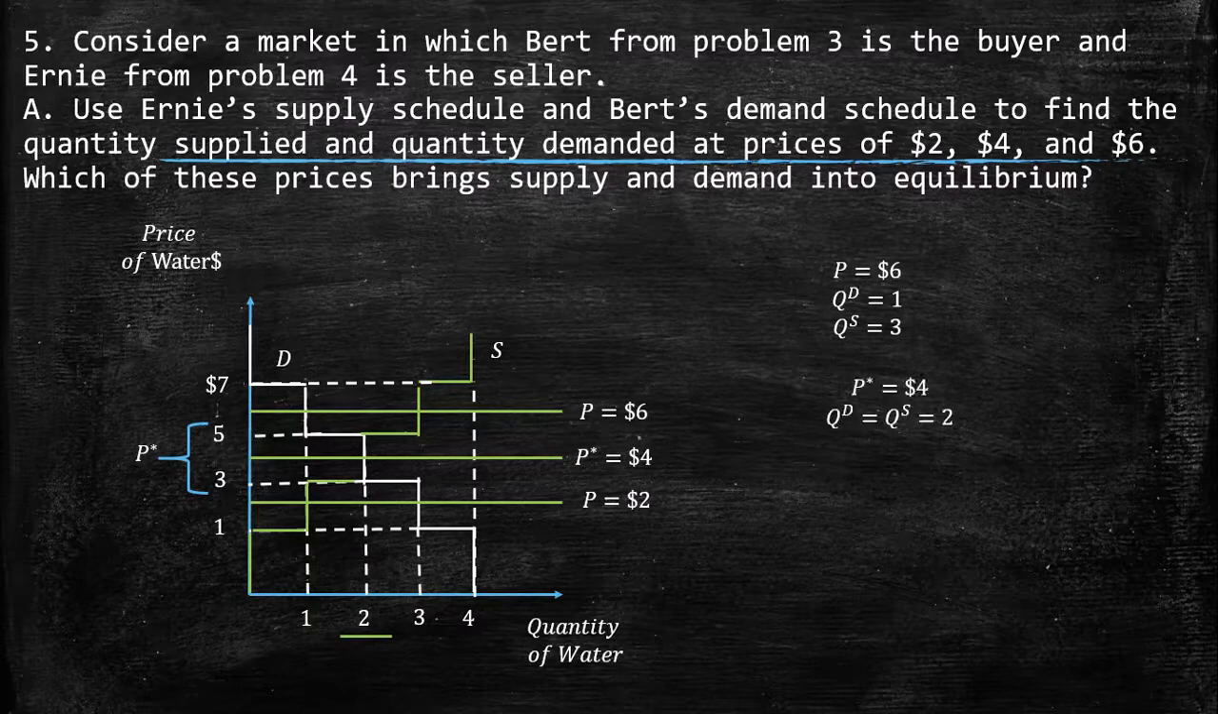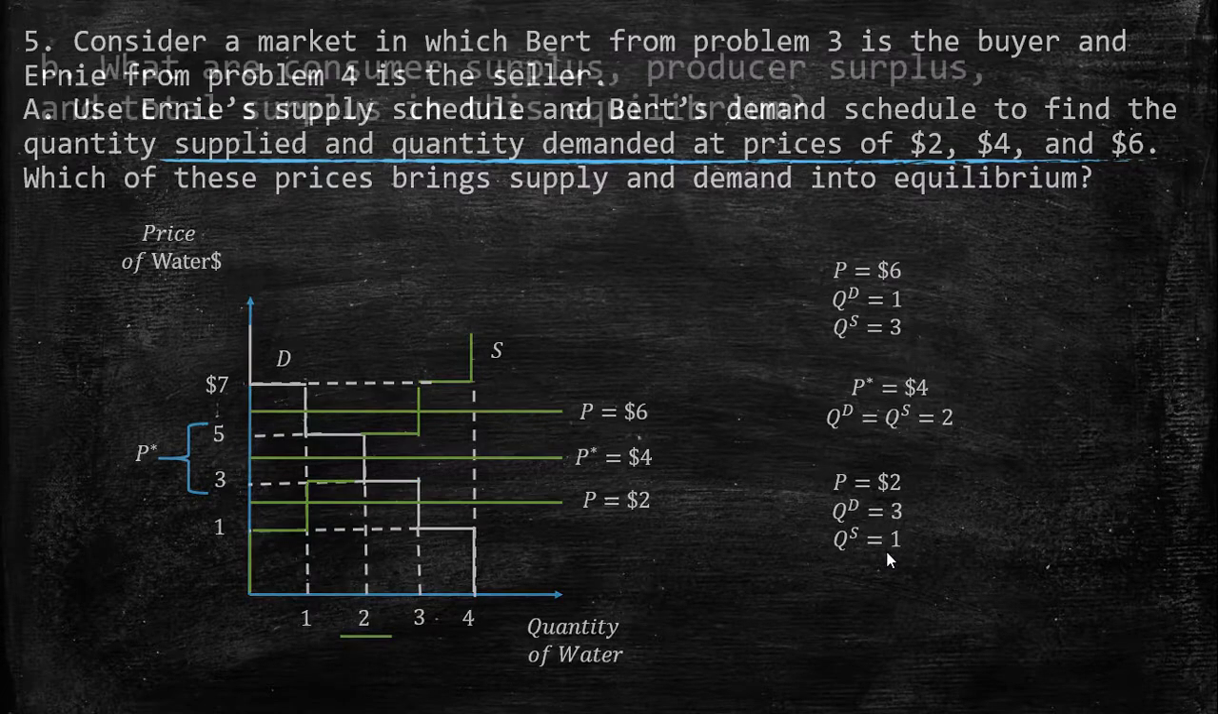On the other side, we have the price which is equal to 4, which is the equilibrium. Why? Because the quantity demanded is exactly the same as the quantity supplied. And the last one is the price equal to 2, where the quantity demanded is equal to 3 and the quantity supplied is equal to 1. So this is going to be an excess of demand. It's going to be called a shortage because the demand is higher than the supply.